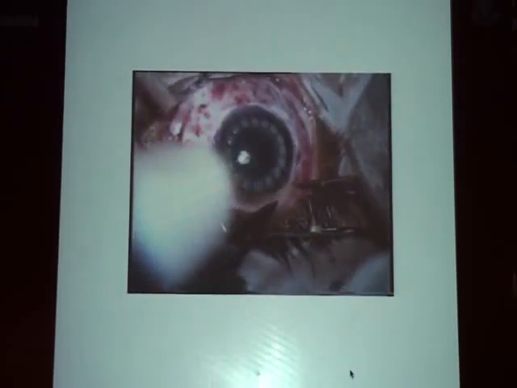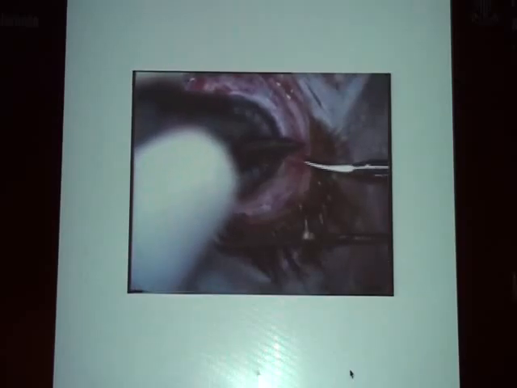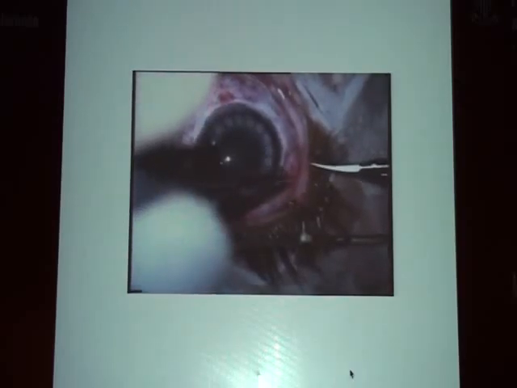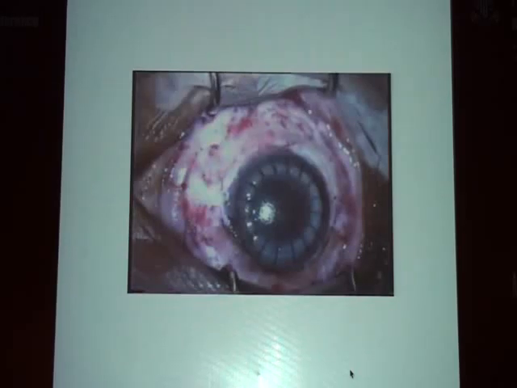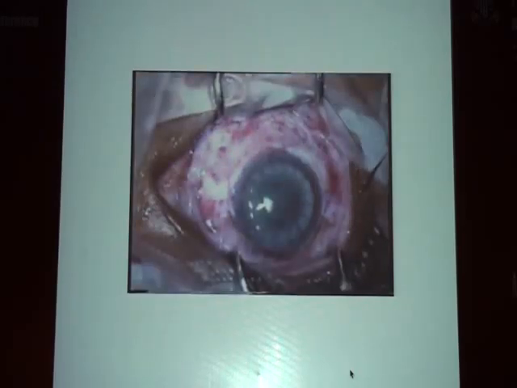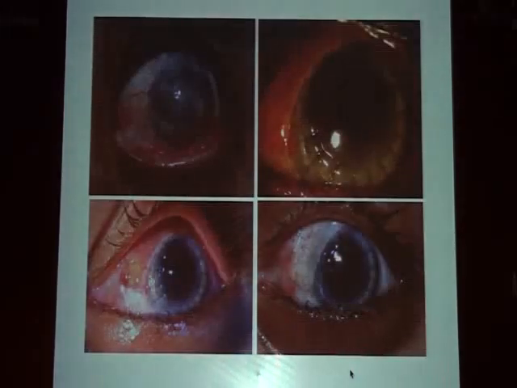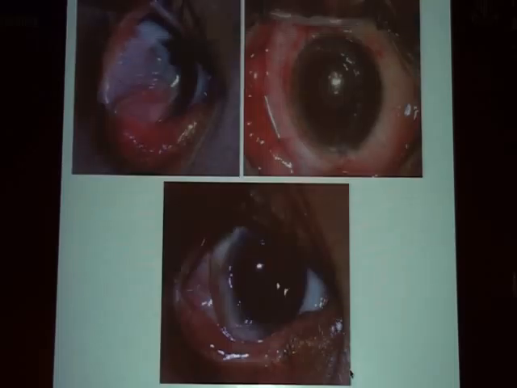Sometimes you may have some microperforations, which can easily be managed by putting an air bubble in the anterior chamber. And here, this was a unilateral injury. We took a conjunctival limbal autograft from the fellow eye with amniotic membrane, and that's the kind of outcome that you can see in these kind of cases when you do anterior lamellar keratoplasty.